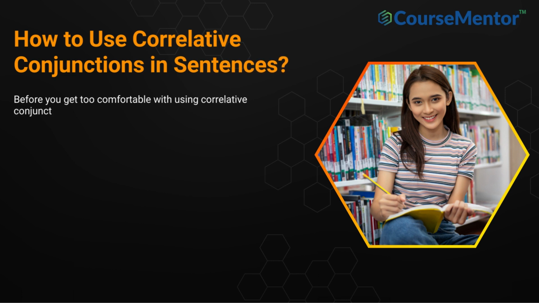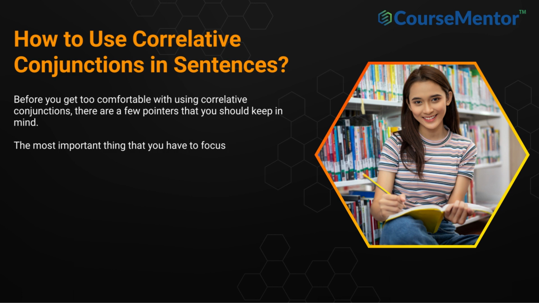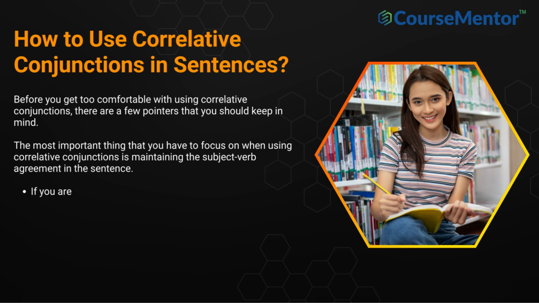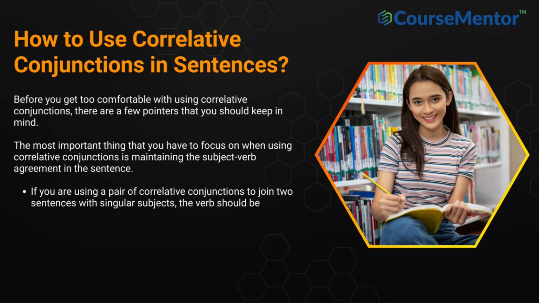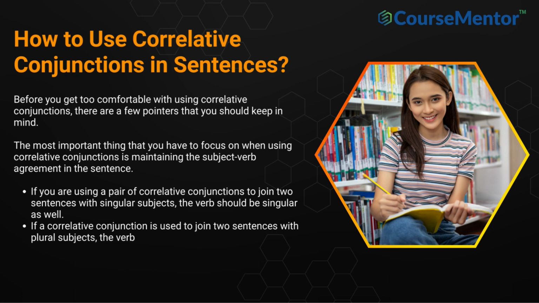Before you get too comfortable with using correlative conjunctions, there are a few pointers that you should keep in mind. The most important thing that you have to focus on when using correlative conjunctions is maintaining the subject-verb agreement in the sentence. If you are using a pair of correlative conjunctions to join two sentences with singular subjects, the verb should be singular as well. If a correlative conjunction is used to join two sentences with plural subjects, the verb should be a plural one.